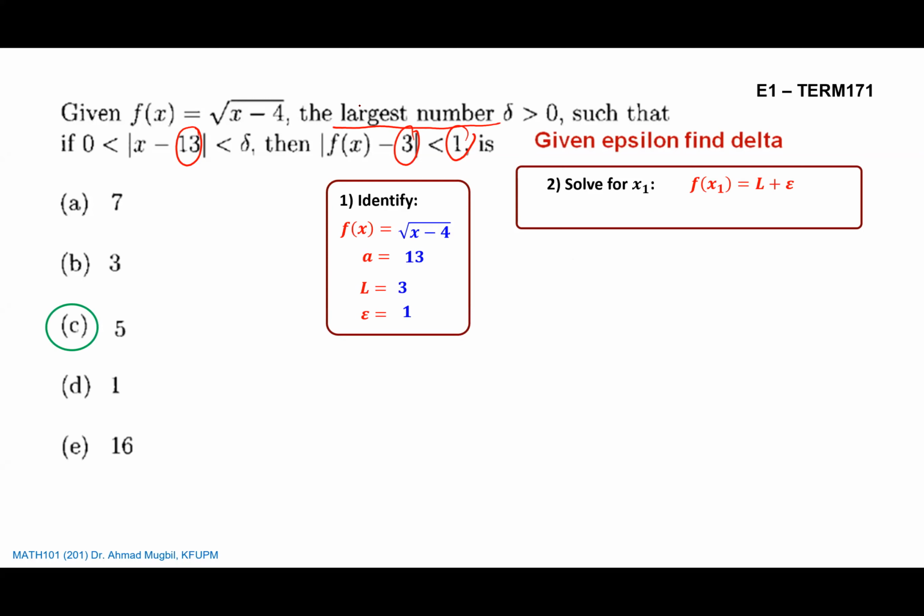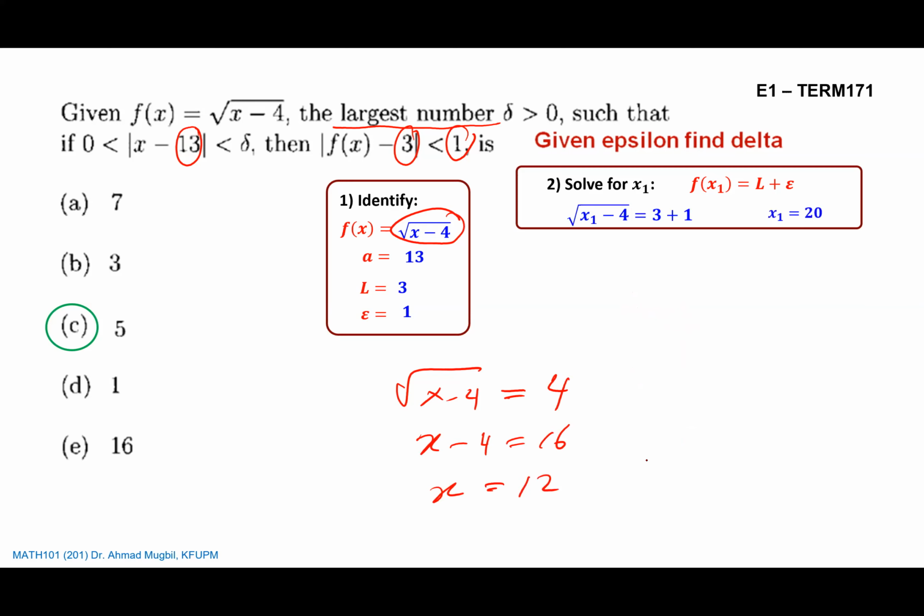So just find delta. Instead of using the graph, you will put the function, the square root of x minus 4, equal to L plus epsilon, because we said this is L, this is L plus epsilon, this is L minus epsilon. So your function will be here. Put it equal to L plus epsilon. So it will be 4 plus epsilon. Now square both sides, it will be 16, x will be 12. So this is your x, 20, sorry. X will be 20 because it will be plus. So this is the first value of x.